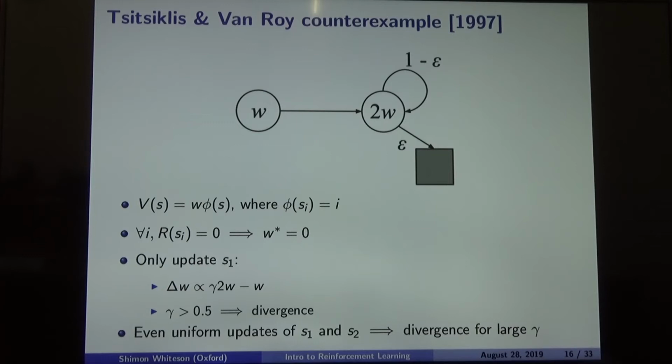Now, in this MDP, there is no reward to be had. The reward function is 0 everywhere. So the true value function, of course, is 0, which means the optimal value of w is also 0. Okay, now let's suppose we learn off-policy using a sampling distribution which visits only state 1. Then let's take a look at what our updates will look like.